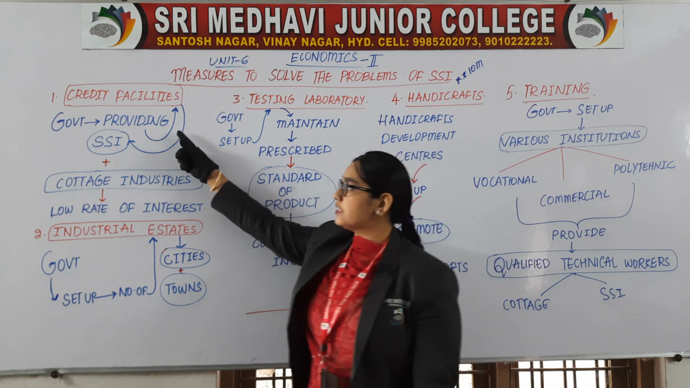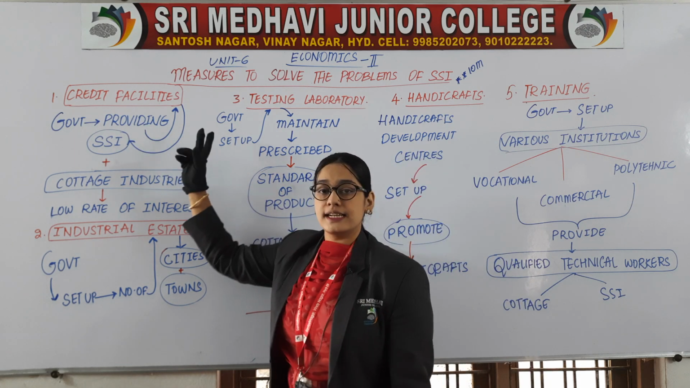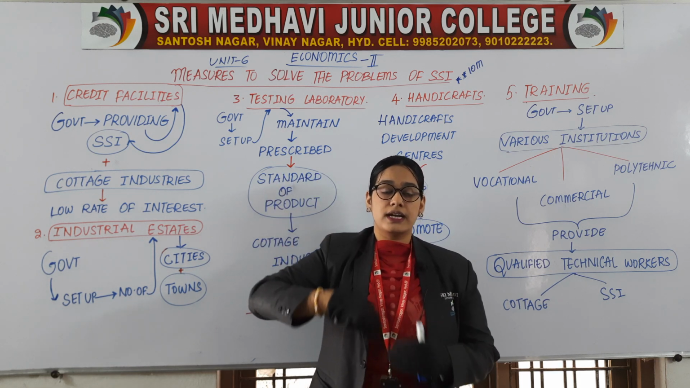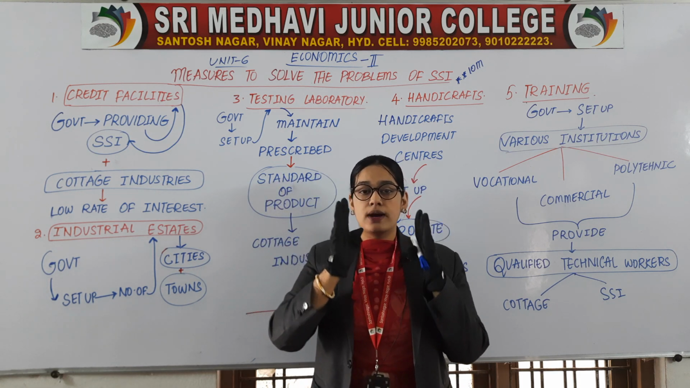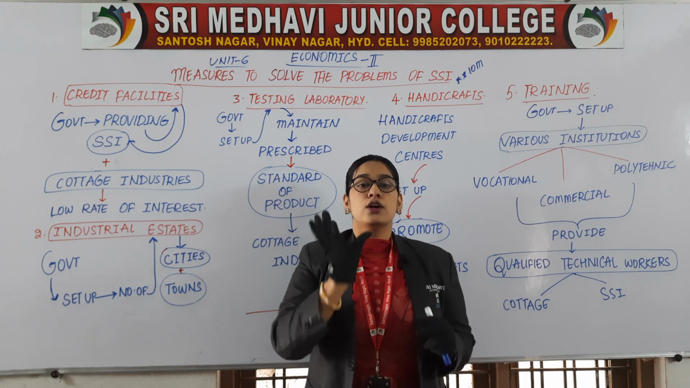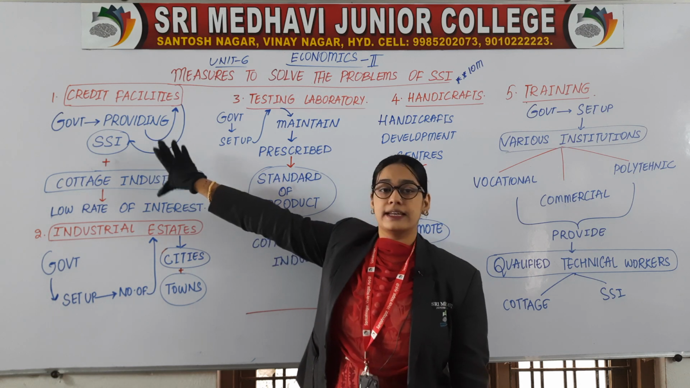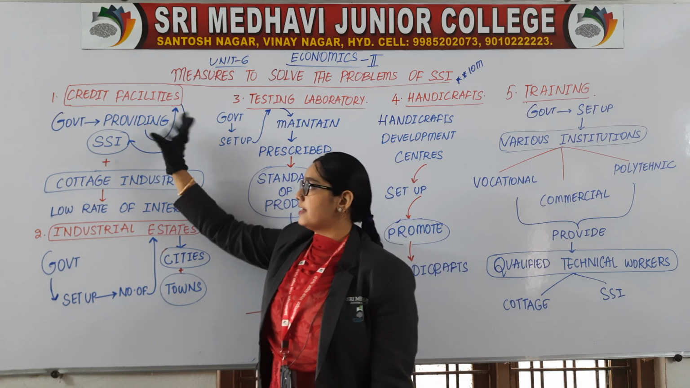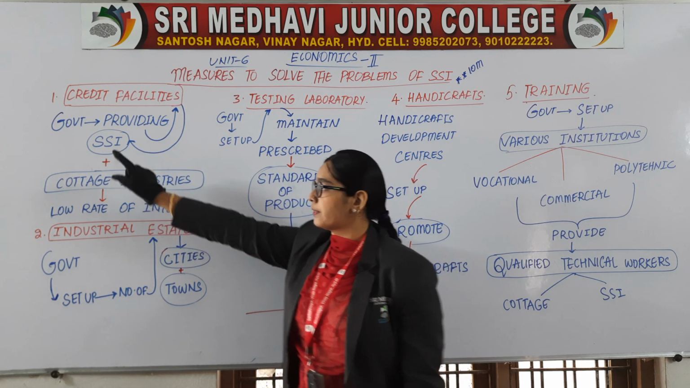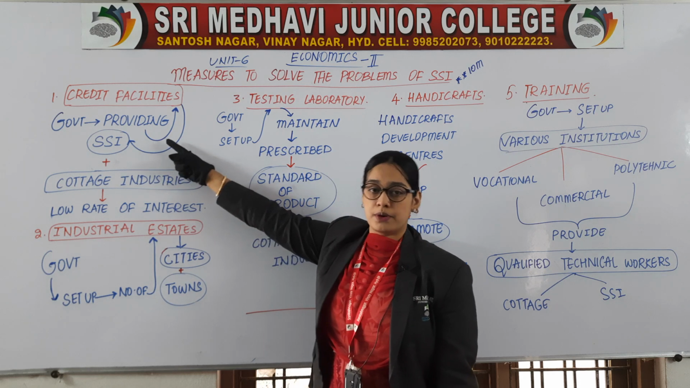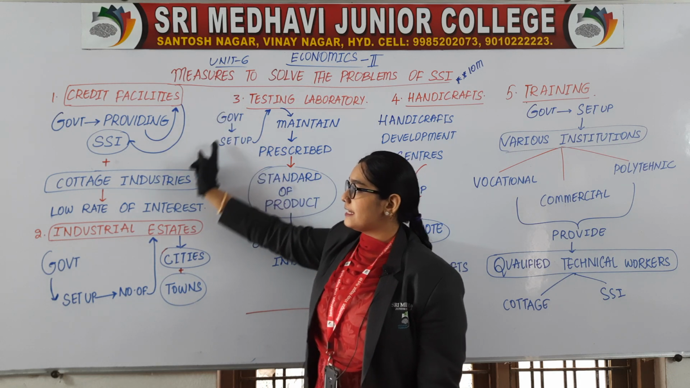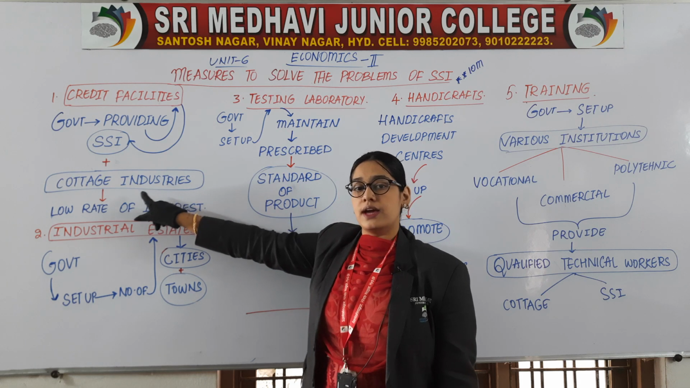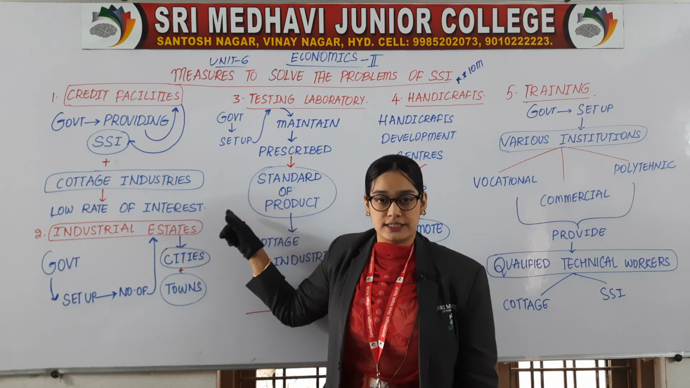Let us see the first point, credit facility. Whenever you see the word credit, it means providing loans. You need to get one word in mind, that is loan. Whenever you see the word credit, what should come into your mind? Loans. Credit facility is the first point. Government is providing credit facilities to SSI and cottage industry at low rate of interest.